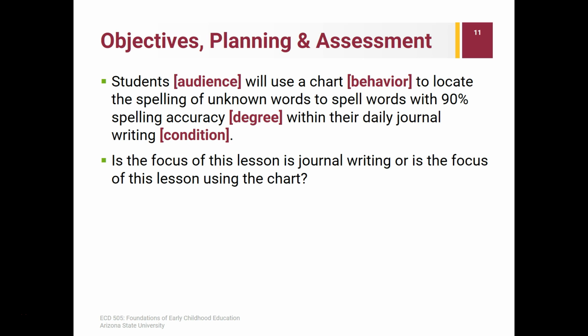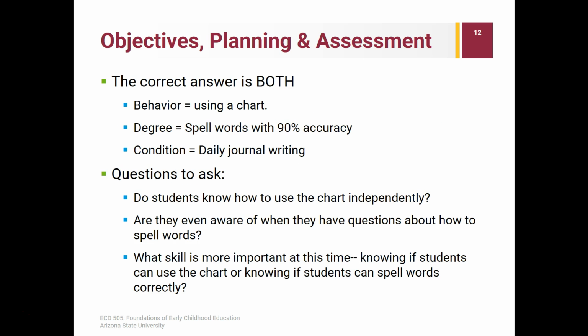Let's review this objective from the previous slide. Students will use a chart to locate the spelling of unknown words to spell words with 90% accuracy within their daily journal writing. Do you think the teacher meant the focus of this lesson to be journal writing? Or is the focus of this lesson using the chart to help students spell words? Take a moment to think about it. Well, the correct answer is both.